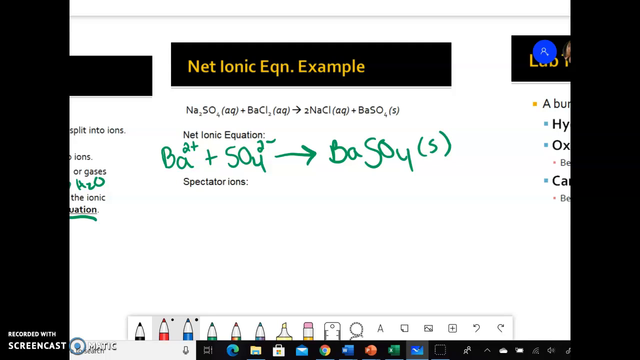So if you look back at your reaction, it's actually going to be the things that are in the aqueous compound because it stayed aqueous the whole time. So our spectator ions, we're just listing them, are Na+ and Cl-. And notice that they have charges.